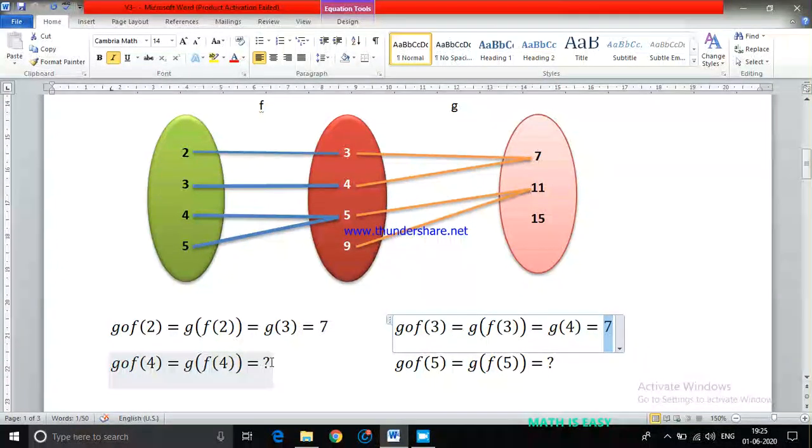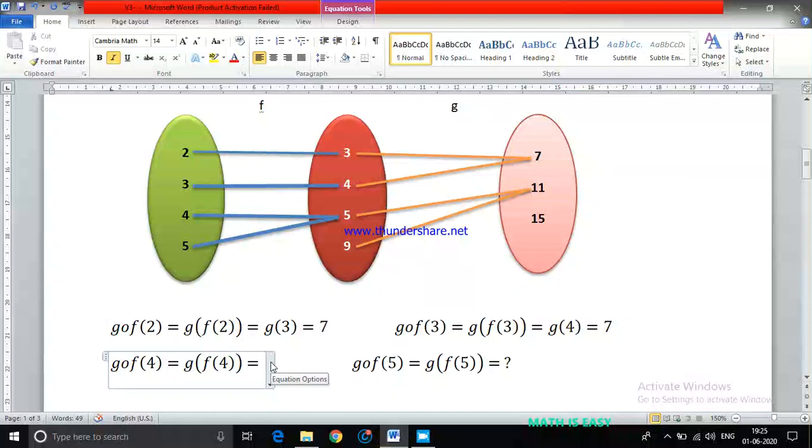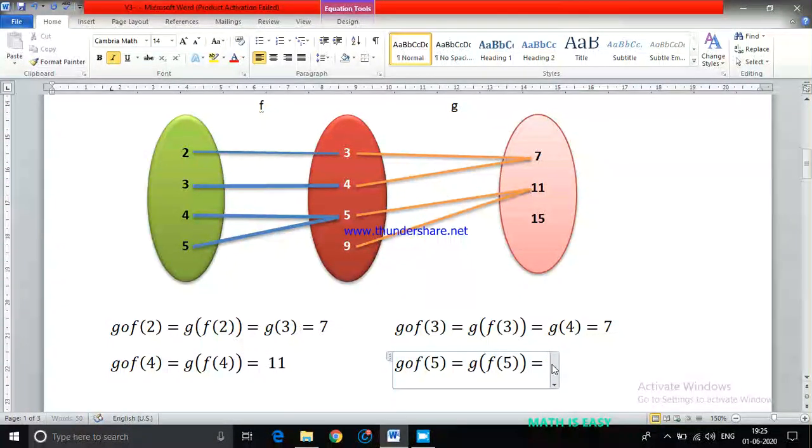Now let's see here. g o f of 4: the 4 is mapping to 5 and 5 is mapping to 11. So g of f of 4 will be 11. You can write it directly. Next case, g o f of 5. 5 is mapping to 5 and here 5 is mapping to 11, which means this 5 will map directly to 11. This 5 is directly mapping to 11.